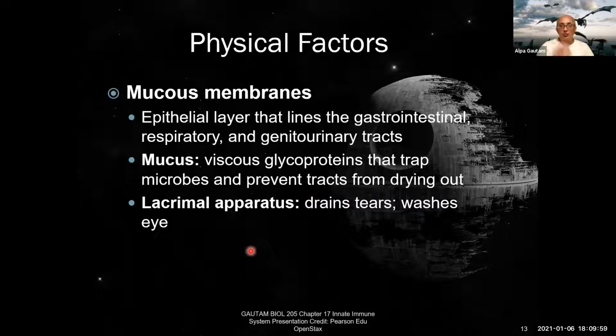So in our eyes, we have what's called a lacrimal apparatus. Lacrimal means pertaining to tears, right? So it produces tears. Tear ducts release tears. The lacrimal apparatus drains the tears and then washes the eyes.